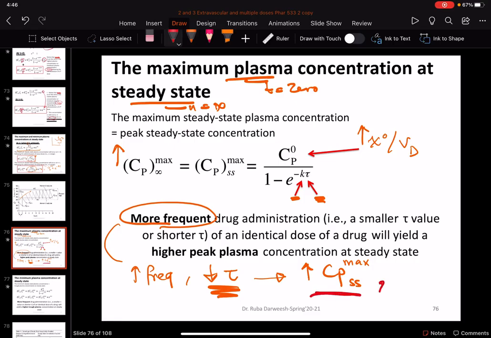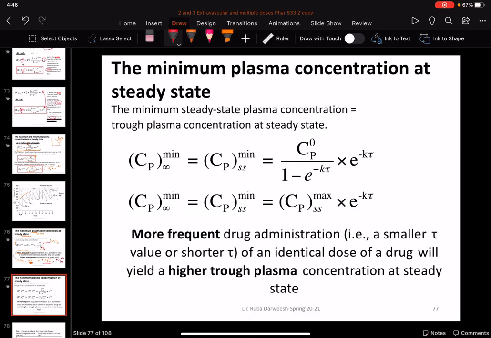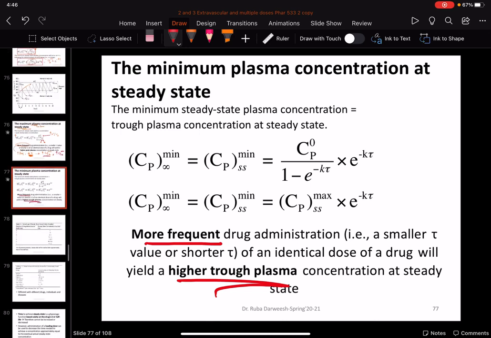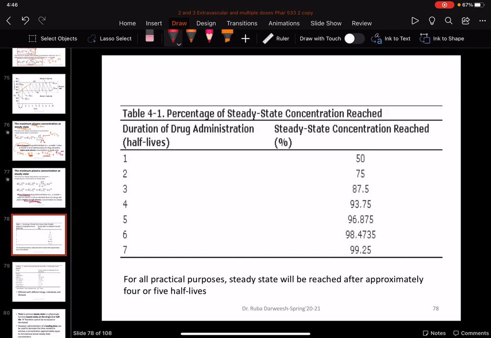It's also similar to the minimum concentration at steady state, because the equation that we have here is the same. So more frequent doses would cause a higher trough plasma concentration, because it's going under the same principle. Okay? And here, the percentage of steady state, reaching a certain percentage of steady state, depends on the duration of the drug administration.